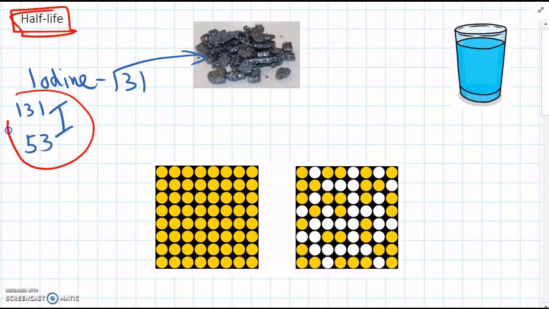So here's what iodine looks like. It's a non-metal, but it's still a little bit shiny. It looks a bit like carbon, the graphite form of carbon.